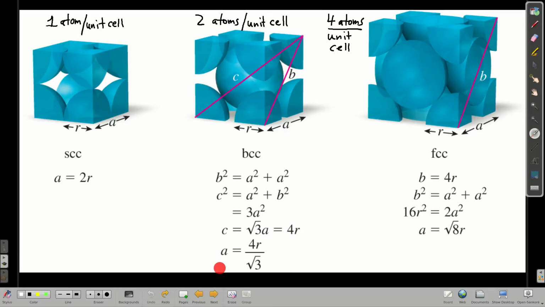So this is what you remember. You don't have to remember the derivation necessarily. Sometimes it's easier to remember the derivation than the actual formula, but either way is okay. This is what you are going to use for the body-centered cubic unit cell.